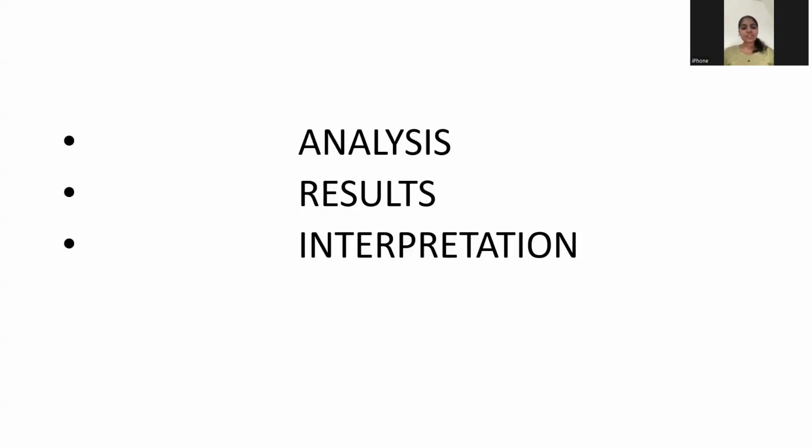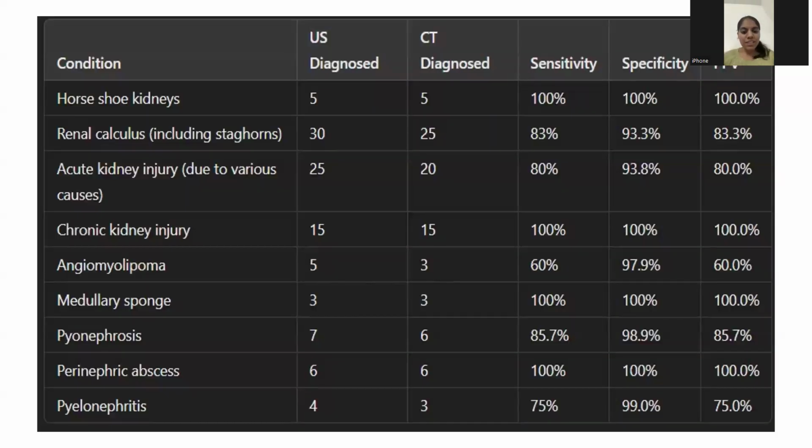Now, whatever cases we have seen, we will be analyzing and interpreting the results. In horseshoe kidney, 5 cases came, and they were diagnosed on ultrasound as well as on CT, that is, the sensitivity and specificity has been 100%. For conditions like horseshoe kidney, chronic kidney disease, medullary sponge disease, and perinephric abscesses, the sensitivity on ultrasound is higher. However, these conditions can also be very specifically diagnosed on CT scan with a higher positive predictive value.